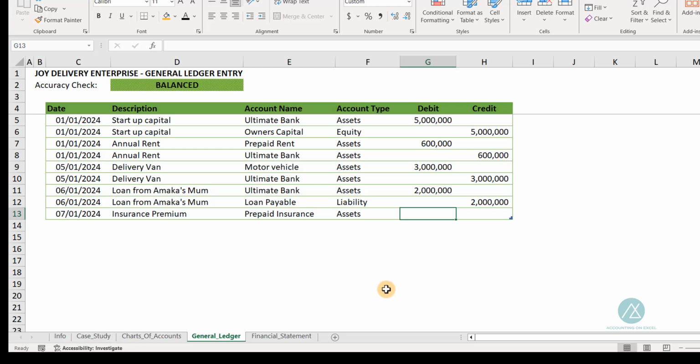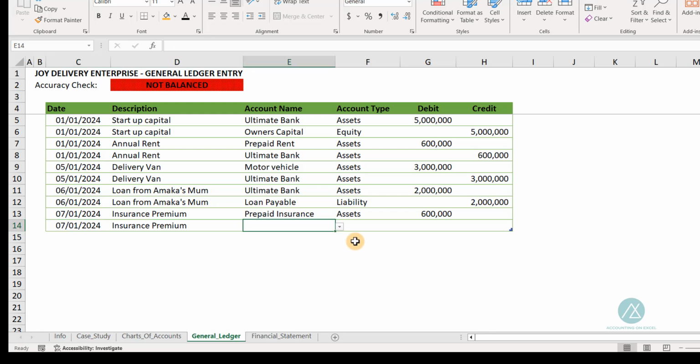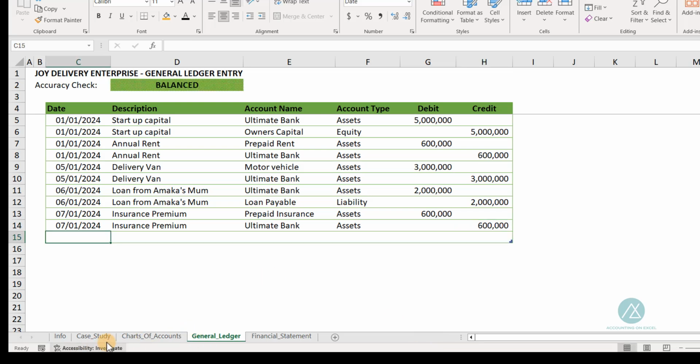So how much did you pay? I think it's 600,000. So this increases. The next account that will be affected is our bank account because money left our bank account. So we select our bank account, and money leaving our bank account will reduce it. So it's a credit entry. Good, and we're good to go for that.